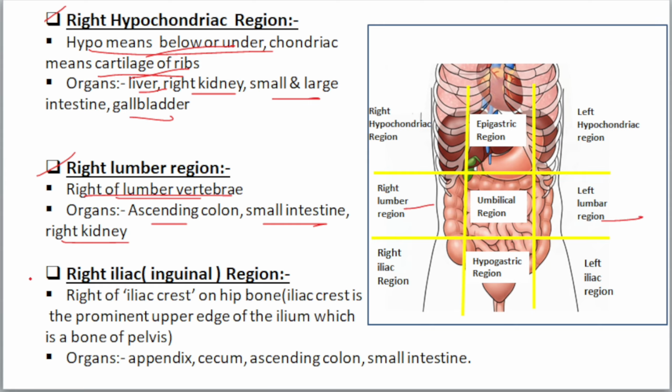Then the right iliac region or inguinal region, to the right of the iliac crest on the hip. The iliac crest is the prominent upper edge of the ilium, which is a bone of the pelvis. So this region is present to the right of the iliac crest of the hip bone. Organs include the appendix, cecum, ascending colon and small intestine. These organs are present in the right iliac region.